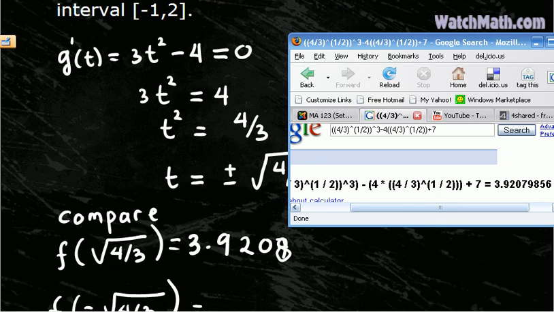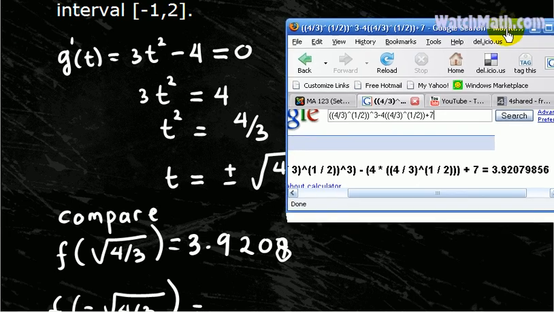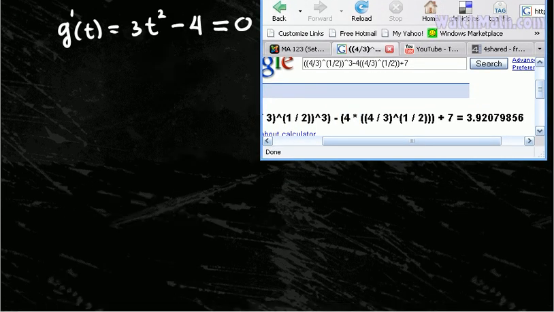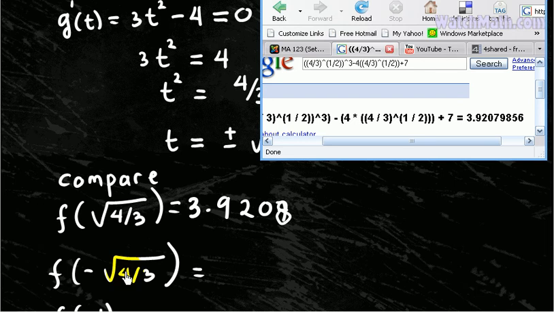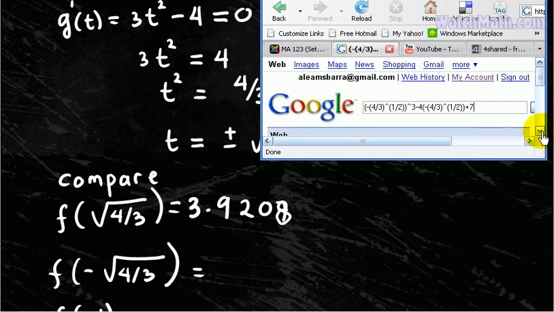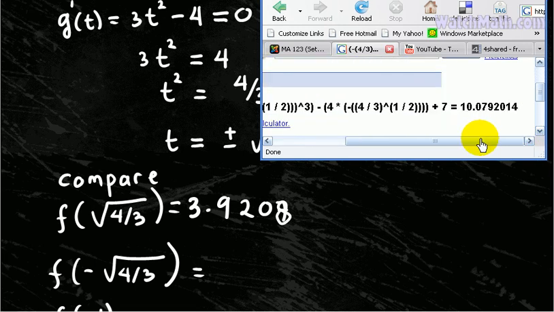And then we need to also evaluate g at negative square root of 4/3, so we just put a negative sign here, and also over here. And we get 10.079792.